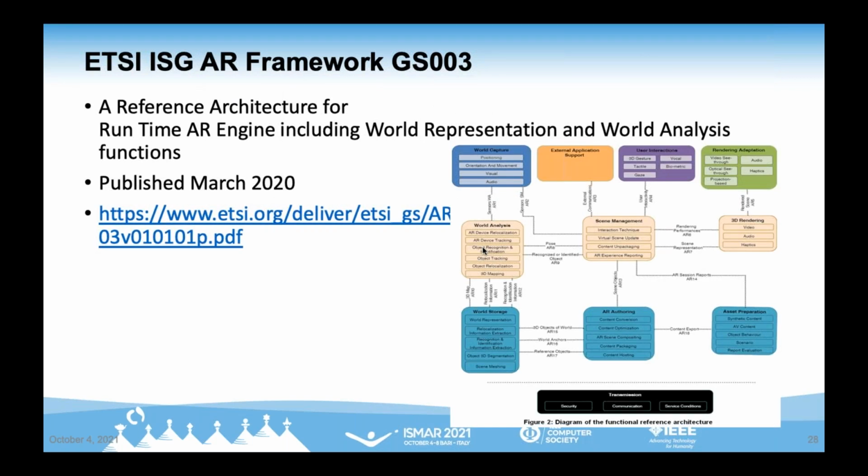Another specification that is highly relevant and has been under development for a few years now is the ETSI Industry Specification Group AR Framework. So this work began in 2018 or late 2017. And in March 2020, the reference architecture for Runtime AR Engine was published as Group Specification 003. It is public, available, and you can get it off of the ETSI ISG AR Framework web page.